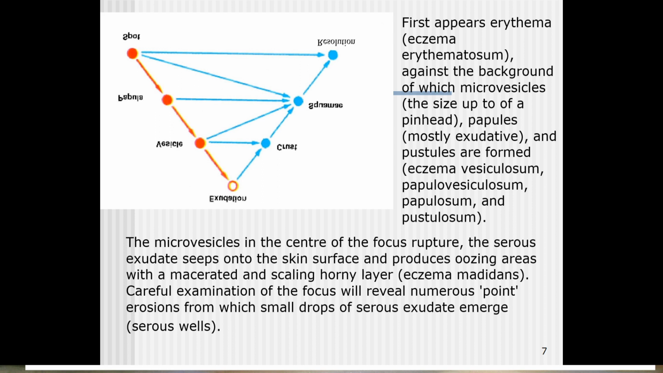Careful examination of the focus will reveal numerous point erosions from which small drops of serous exudate emerge, the serous wells. The microvesicles in the center of the focus rupture, the serous exudate seeps onto the skin surface and produces oozing areas with a macerated and scaly corneal layer, eczema madidans.